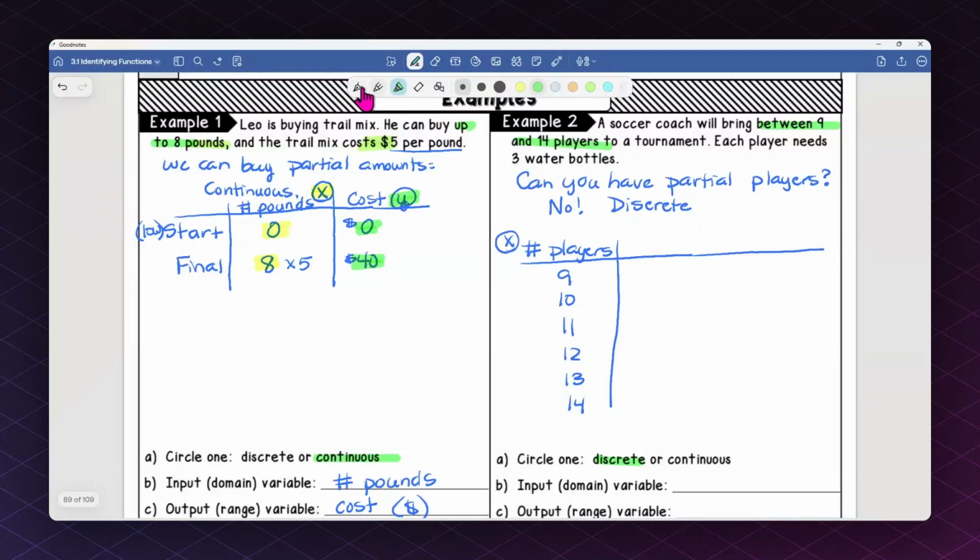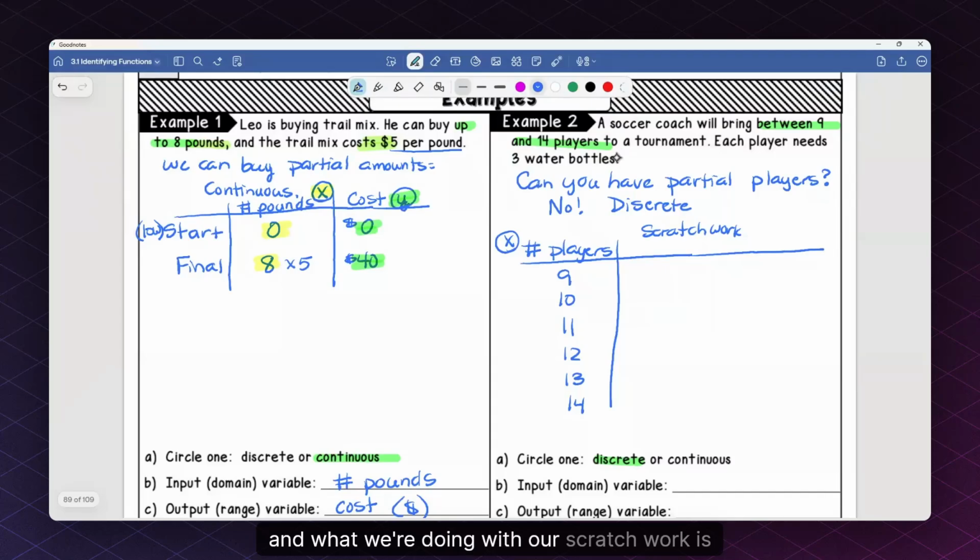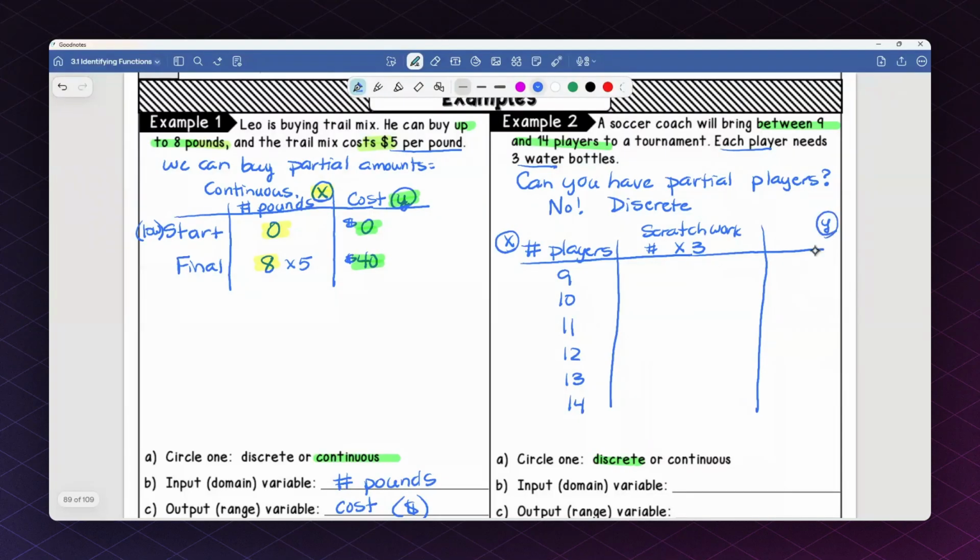Now, I'm going to do some scratch work. So my scratch work we'll put here. What we're doing with our scratch work is every player is going to have 3 water bottles. So I am going to take that number and multiply by 3. And then that's going to give me my Y. So my Y is going to be the total number of water bottles.